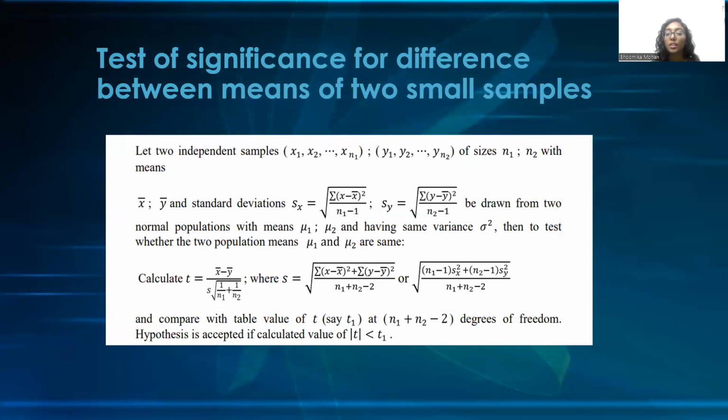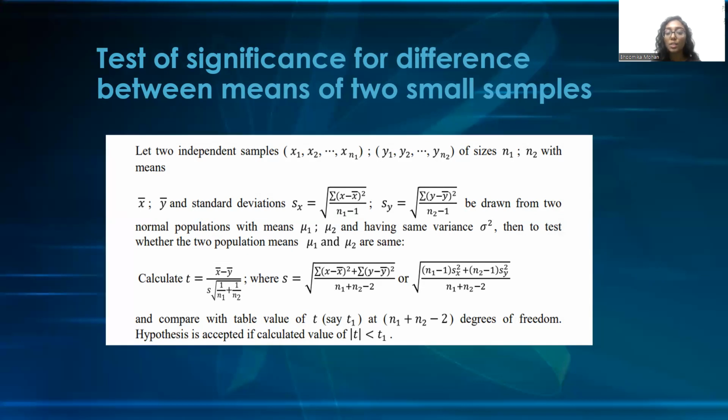Now, coming to test of significance for difference between means of two small samples, let's talk about this topic. Let two independent samples x1, x2, and so on till xn1, and y1, y2, and so on till yn2, of sizes n1 and n2 with means x bar and y bar and standard deviations sx equals root of summation (x minus x bar) whole square by (n1 minus 1) and sy equals root of summation (y minus y bar) whole square by (n2 minus 1), be drawn from two normal populations with means mu1 and mu2 and having same variance sigma square.